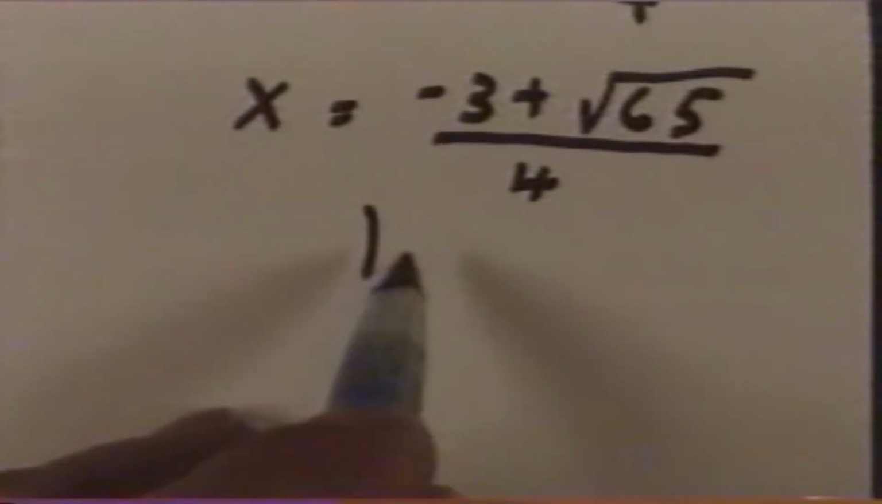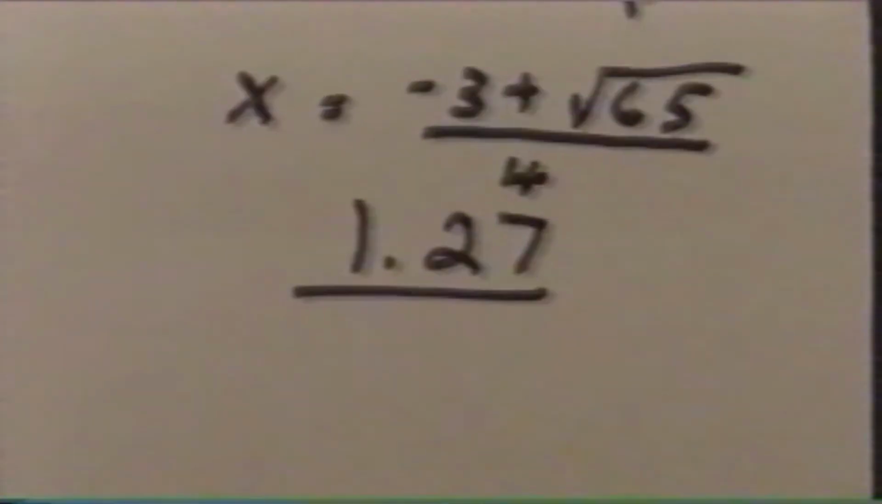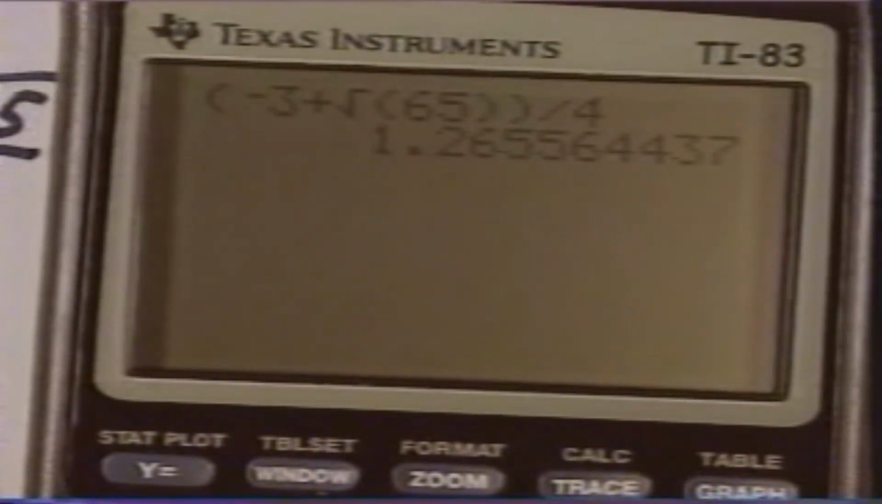So this would be 1.27. Now we're going to do minus. So again, parentheses, negative 3 minus the square root of 65 divided by 4, and we get a negative 2.77 when I round to hundredths. So negative 2.77.